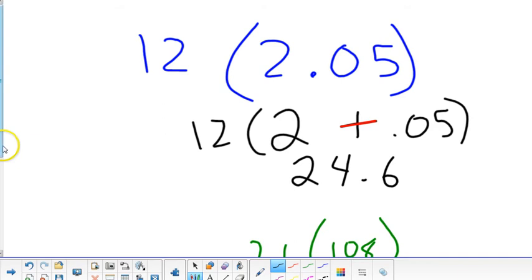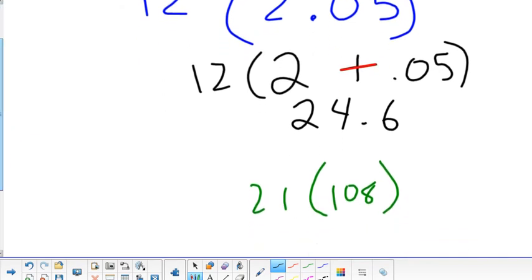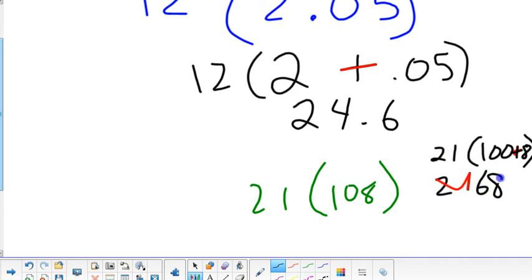And again, I could break it up any way I wanted to, but I would choose to do that. This one, you could either break it into 21 times 100 and 21 times 8, or maybe you do 108 times 20 and 108 times 1. That's up to you. So one option would be in your head, break it up into 21 times 100, and then 21 times 8, which would be 2100, and then 168. So 2168. The other one would be maybe to do 108 and then multiply it by 20 plus 1.